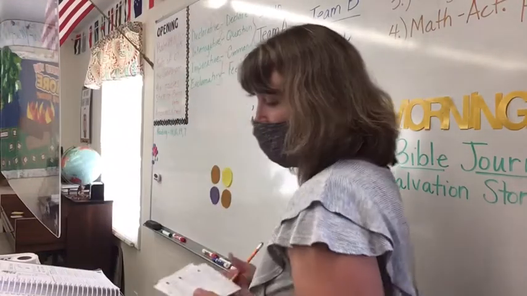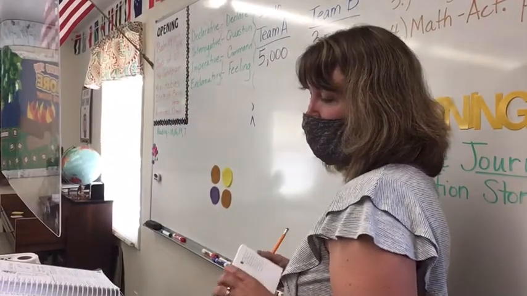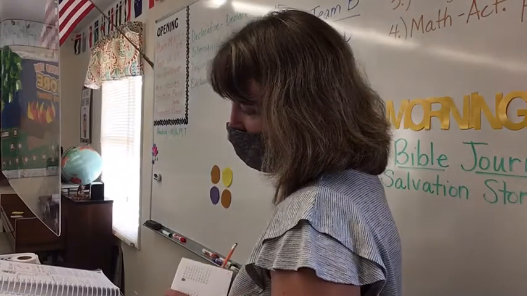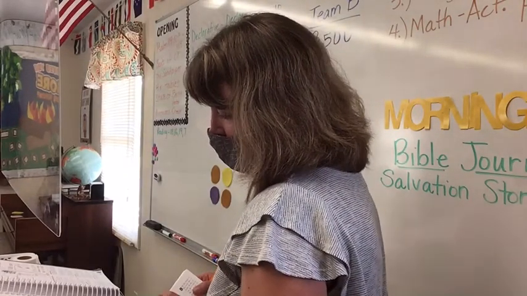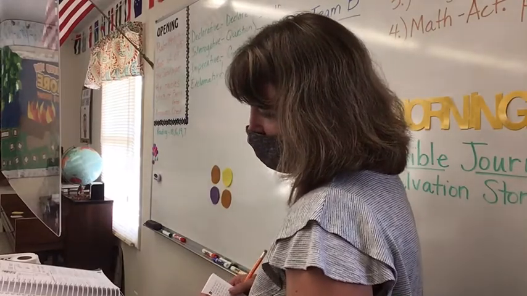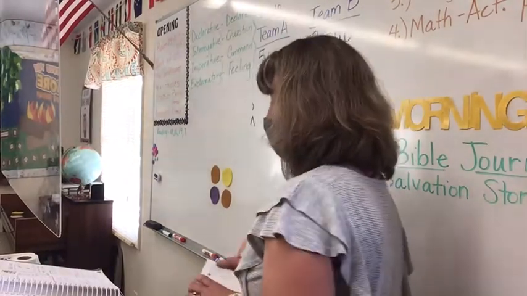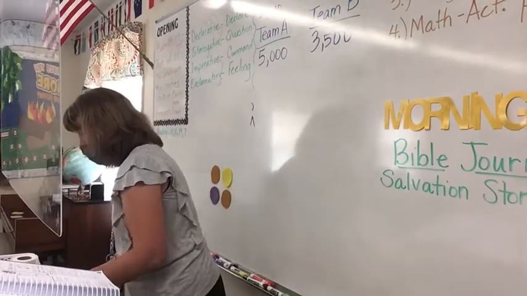All right, you guys can be seated. Some of you are close. Micah, you have 8. Noah, you have 6. Nicholas has 6. Autumn, 5. Okay, so you guys are getting close.